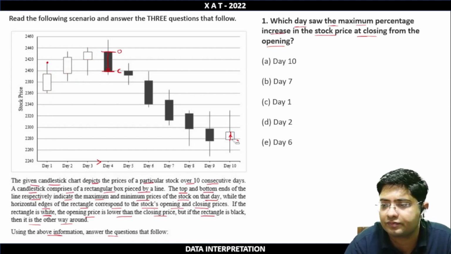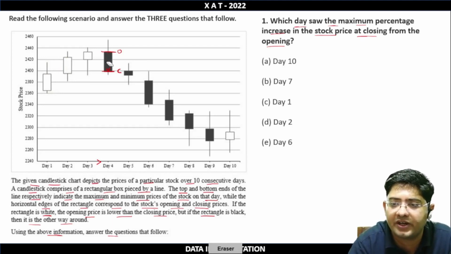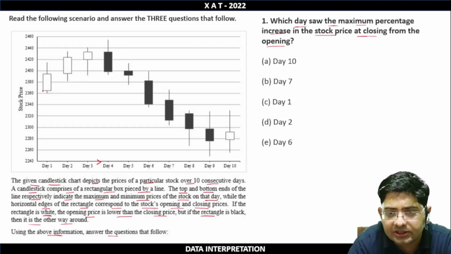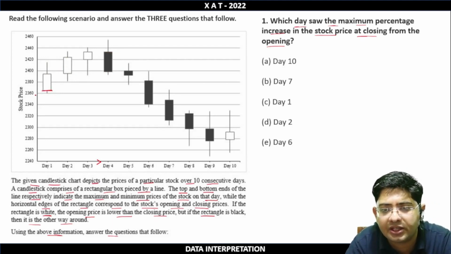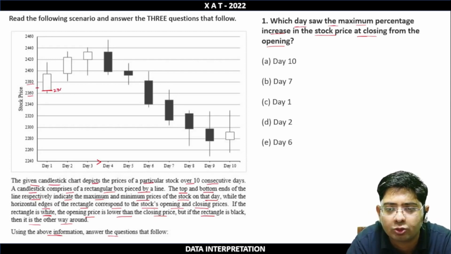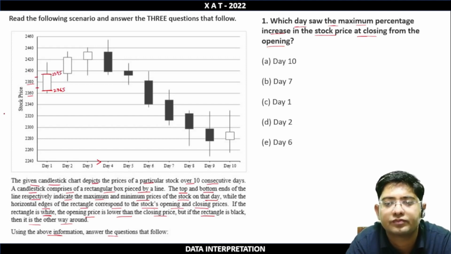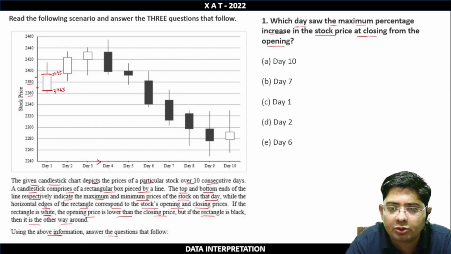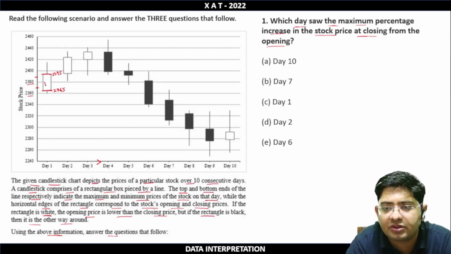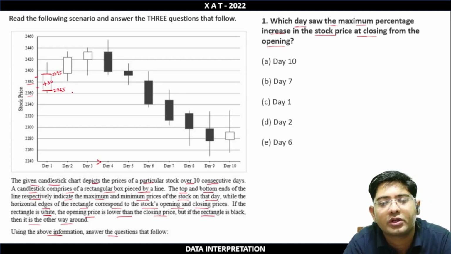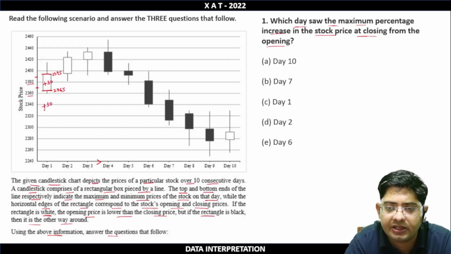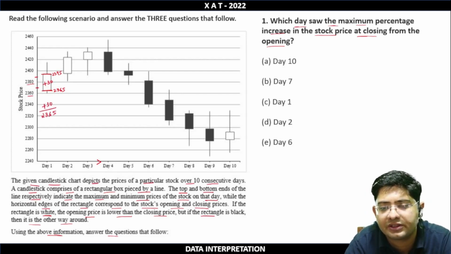So we have four white candlesticks. So this is the minimum price. So that is 2360, 2380. That means this is 2370. So that is 2365. And this line is 2380, 2400. That is 2390. That is 2395. Closest. Okay. So we can see that there is an increase of 30 here over 2365. So that is 30 increase over 2365.